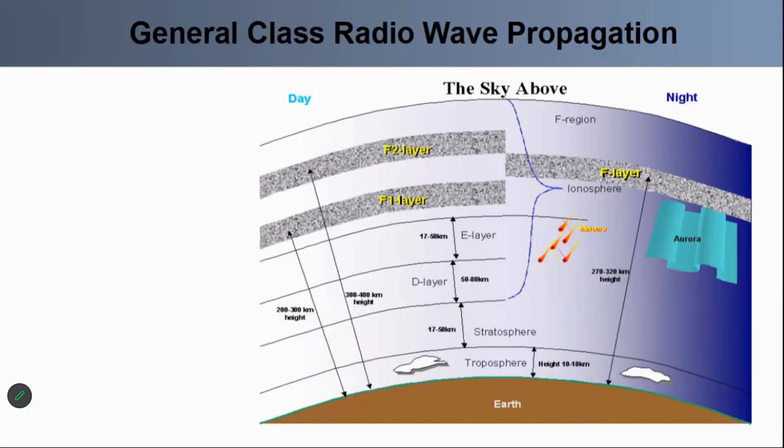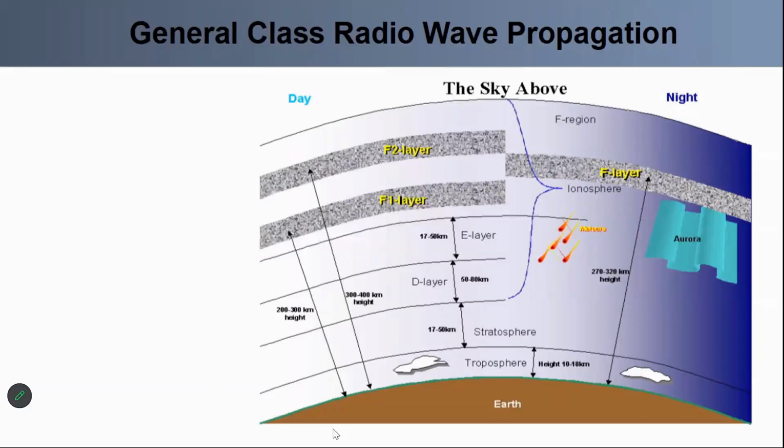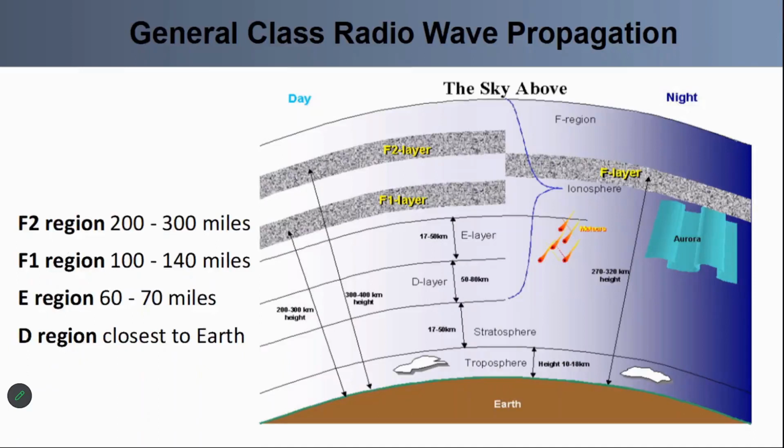You'll notice the troposphere down here, where the weather occurs. Above that is the stratosphere. Then above that, we get into layers of ionization layers. The very first one you encounter, the one that's closest to the Earth, is the D layer. And we'll talk about its characteristics. Above that, in the E region, which is 60 to 70 miles above the Earth's surface, and even further above that, at least in the daytime, you'll find the F1 region, 100 to 140 miles, and the F2 region, which is 200 to 300 miles above the Earth's surface.